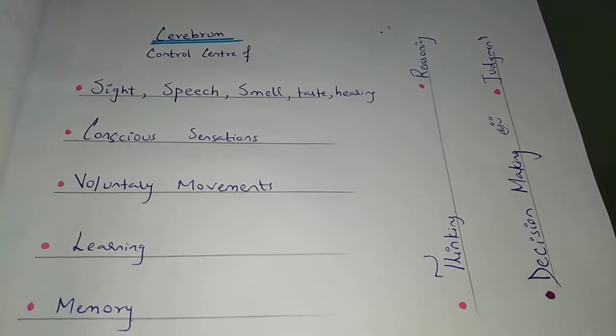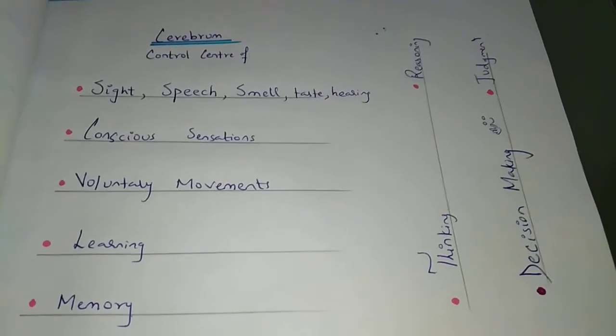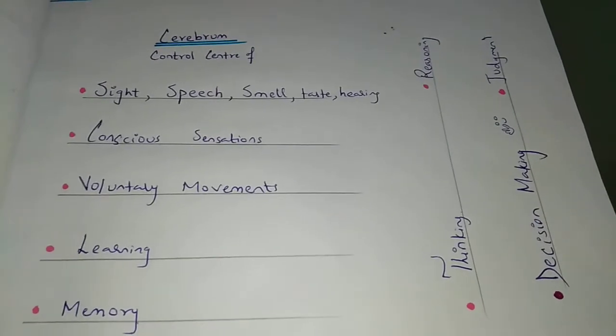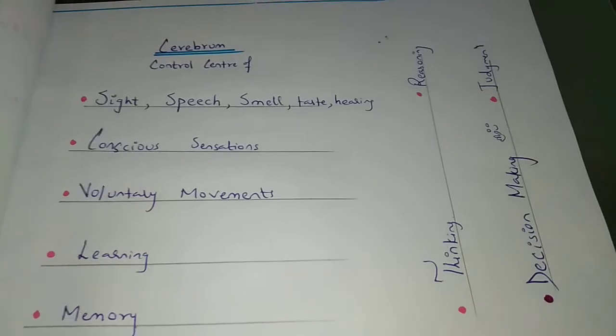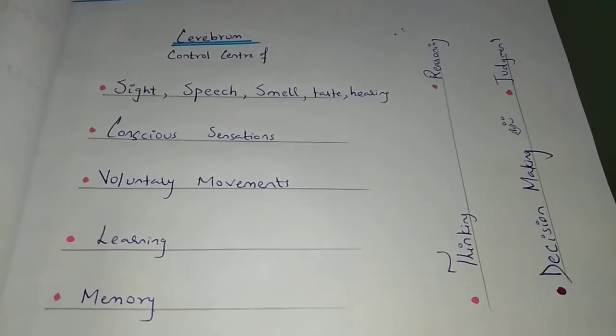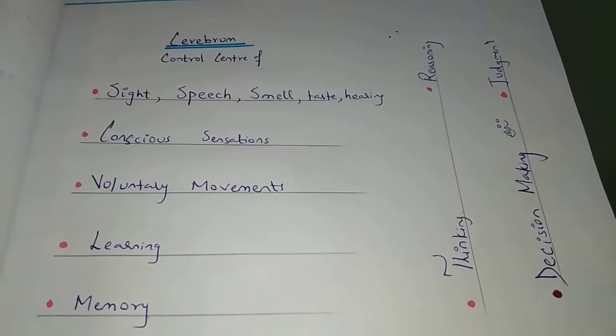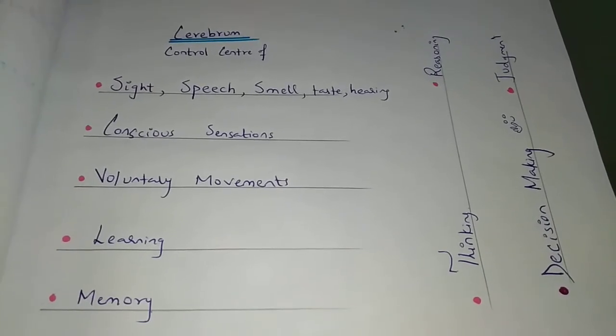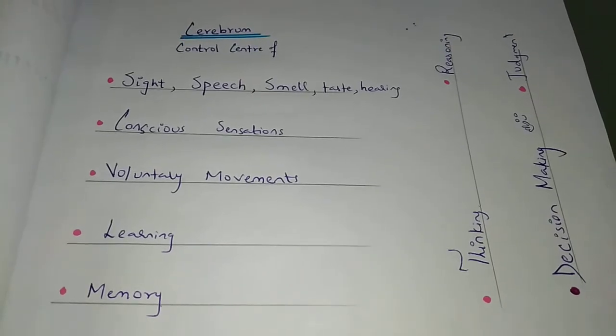Learning is also concerned with the cerebrum, memory, decision making, thinking, reasoning and judgment. These are the functions of the cerebrum. You have to memorize them, and there are so many questions related to the nervous coordination which come in your MCQs and MDCAT.